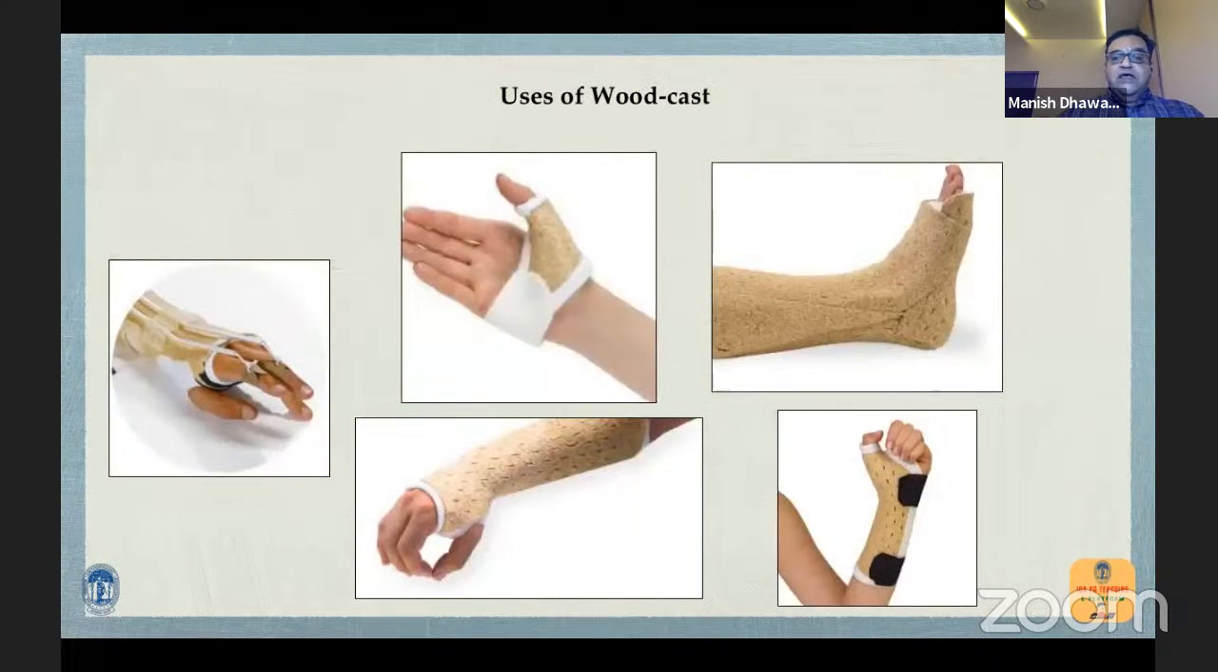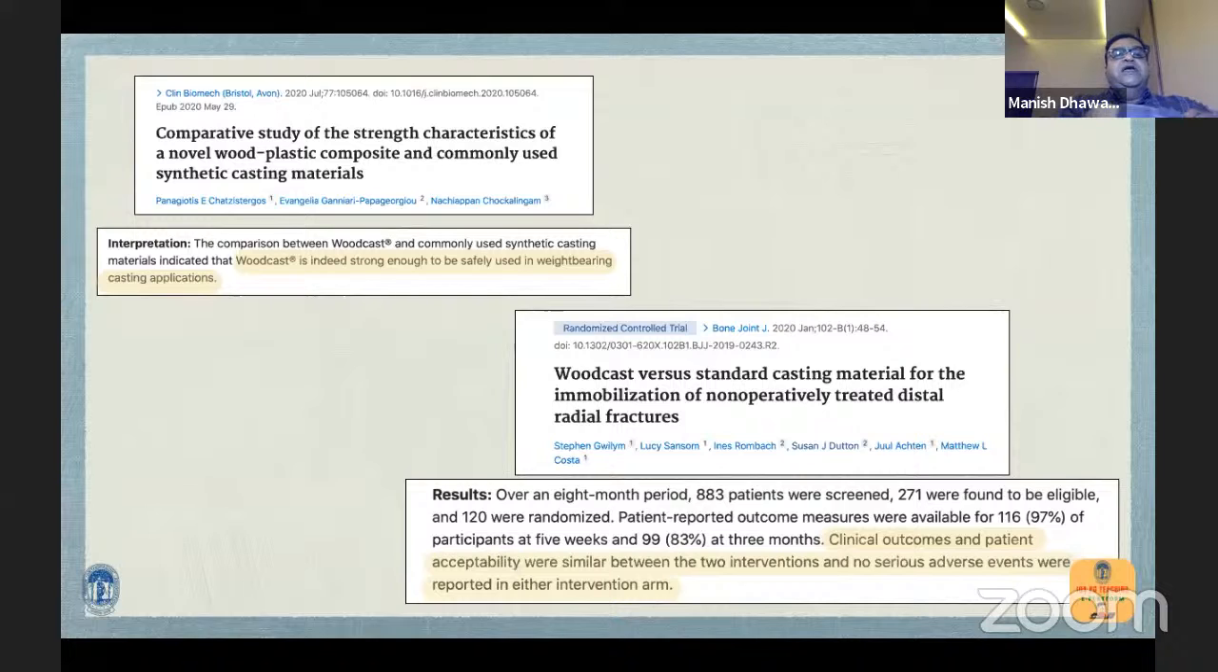Now these are certain wood casts, so it's a kind of custom made, and you can make splints also, and it's a very recent material. Now there are different studies if you go to the literature. One is in Clinical Biomechanics, a comparative study of strength characteristics of novel wood plastic composite and commonly used synthetic cast materials. So the outcome of the study is that wood cast is indeed strong enough to be safely used in weight bearing cast applications. So this material is quite strong and it is very lightweight, so very comfortable to patients.